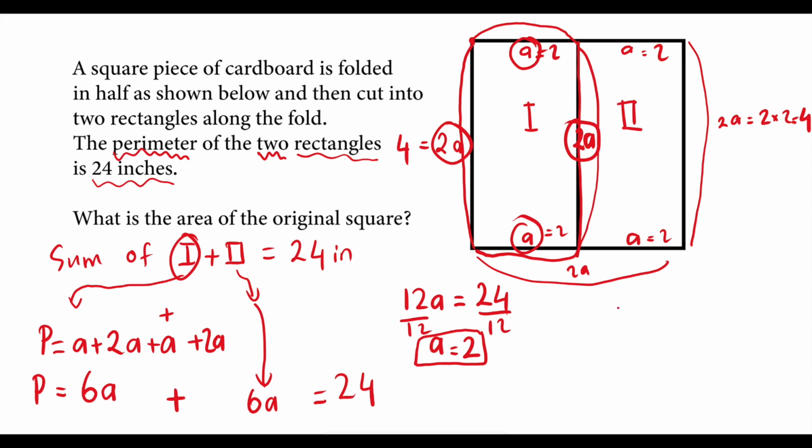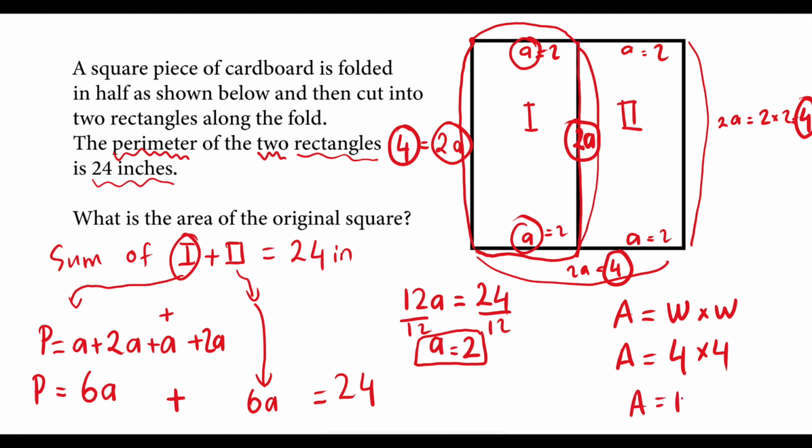So what is the area formula of a square? A square has all side lengths the same. So what is the formula we can write? Width times width is the area of a square. So the area will be the width of the square, and all sides are 4 basically. That means 4 times 4 is the area of this square. The original square is 16 square inches. So this is our solution.